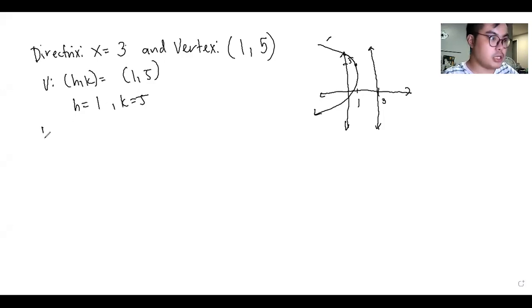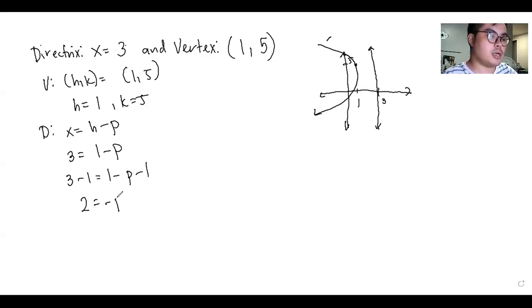Then yung directrix natin is x is equal to h minus p. So given na yung x natin, so 3 equals 1 minus p. Okay, so nag-substitute po ako to solve for p. So subtracting both sides by 1 to get the p. So it will become 3 minus 1, it will become 2. Then it will become negative p. Then solving for p, it will become negative 2.